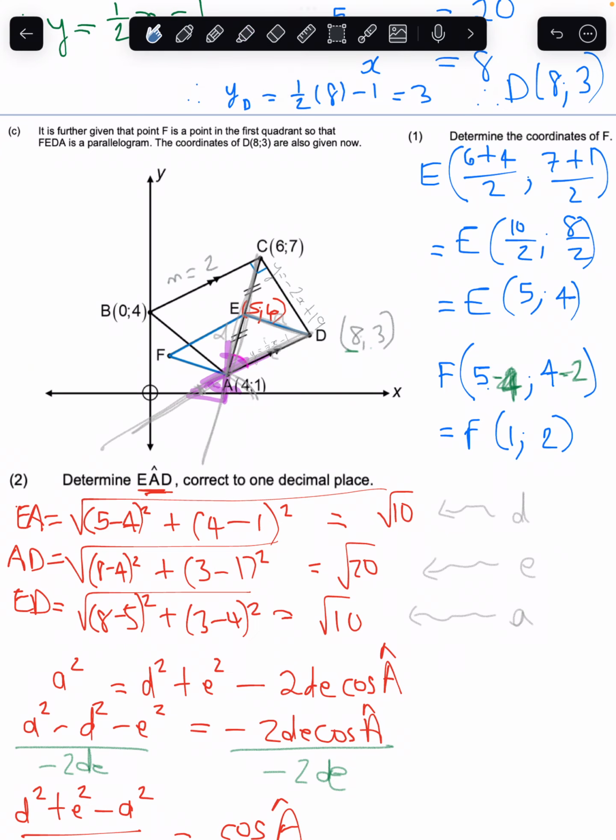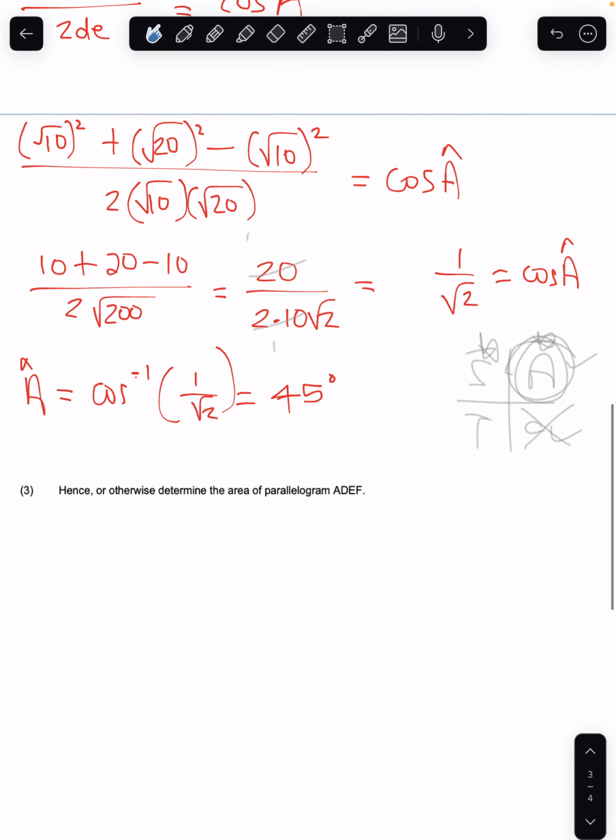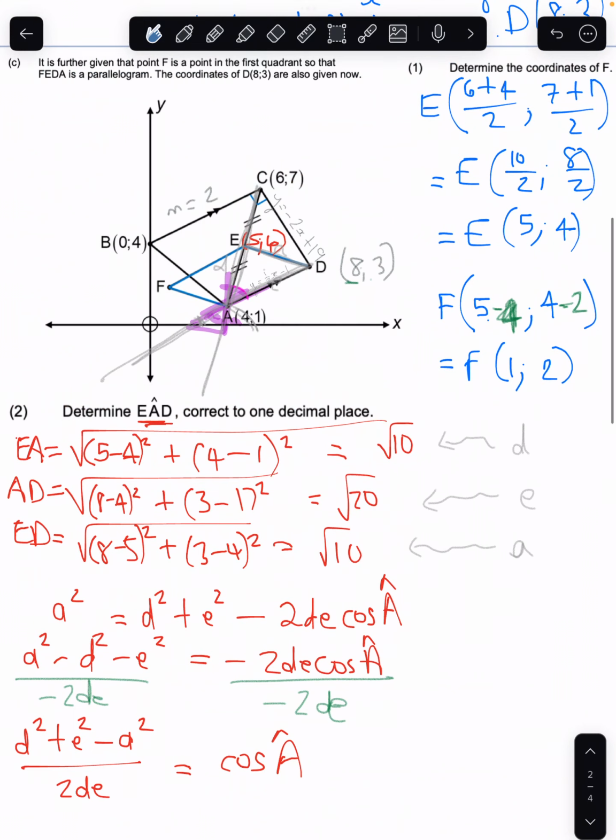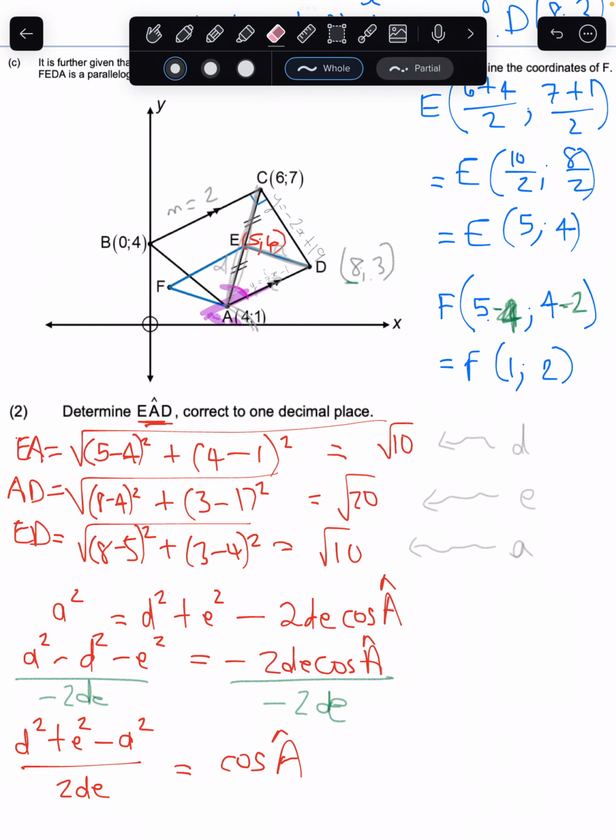So the third question says, hence or otherwise determine the area of parallelogram ADEF. Okay, so let's get rid of all of this. So we want the area of this parallelogram, and we can get that, I think, using the area rule, because we've already worked out the length of EA and DE, for instance, and we have this angle, so then we can do the area rule.